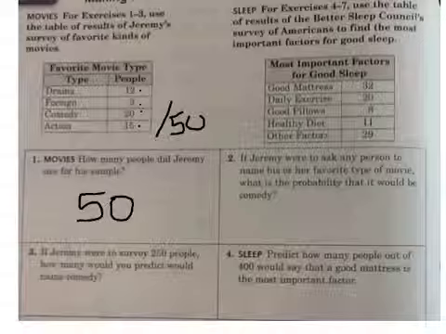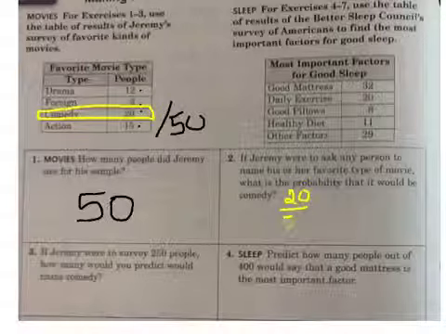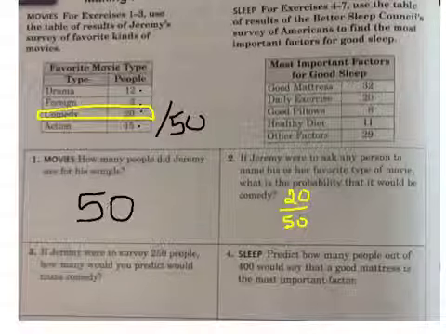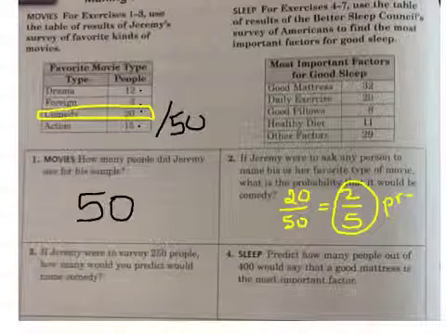Number 2, if Jeremy were to ask any person to name his or her favorite movie, what's the probability it would be comedy? So I need to look at the comedy row here. It says 20 like comedy, so that would be 20 out of 50. And I can divide both by 10, and I will get 2/5. So 2 out of 5 prefer comedy.